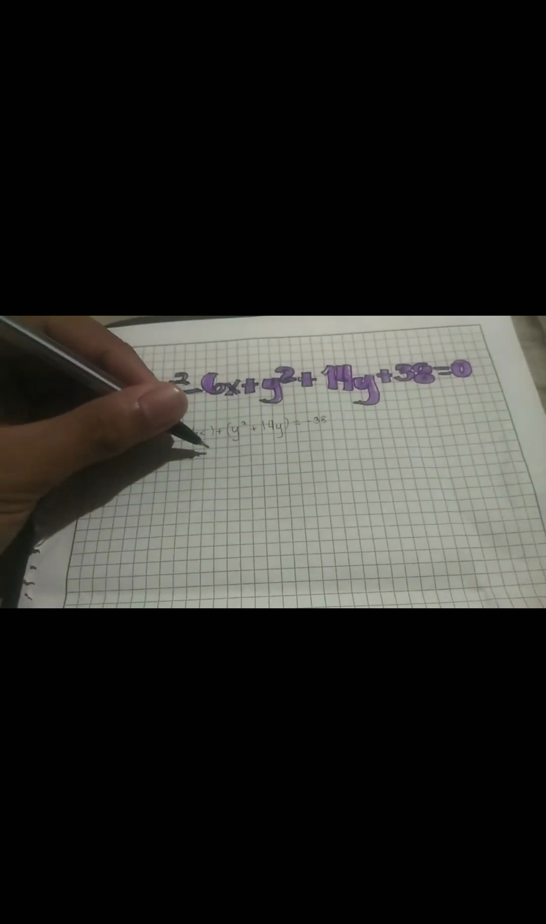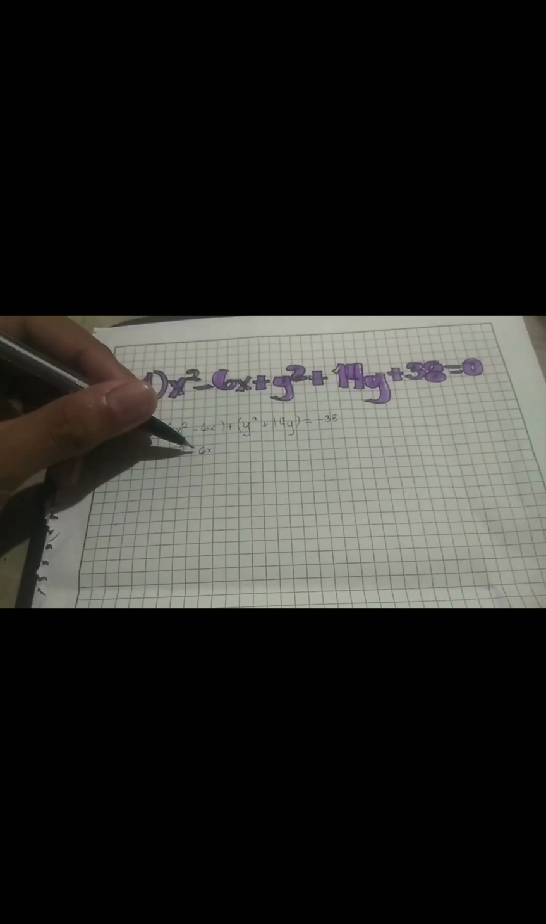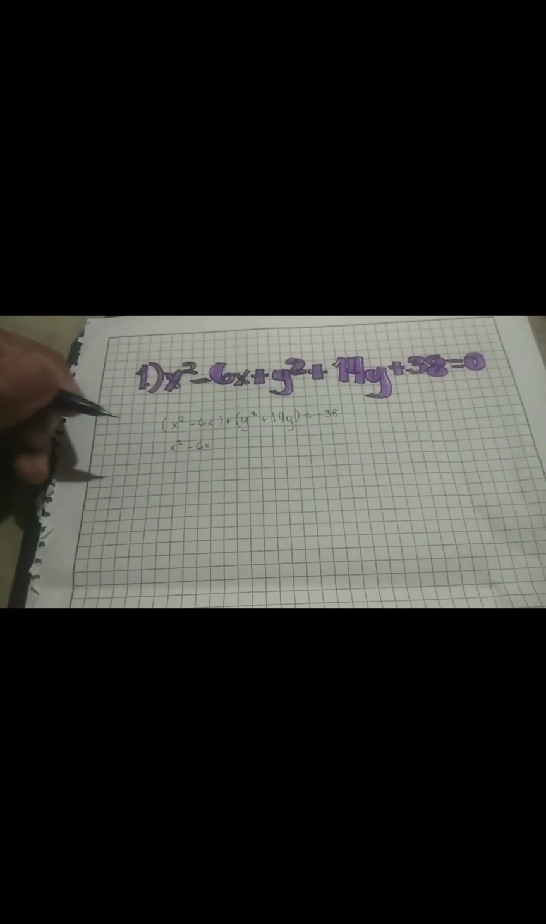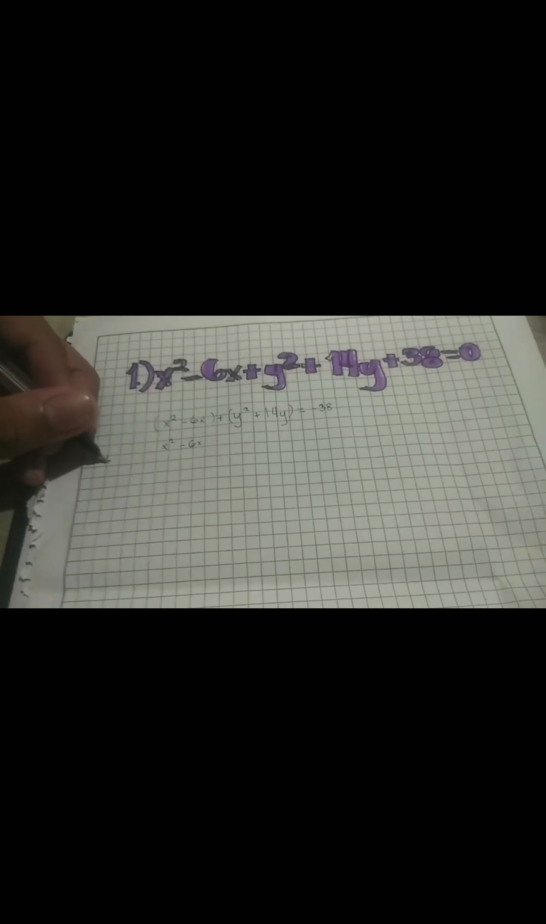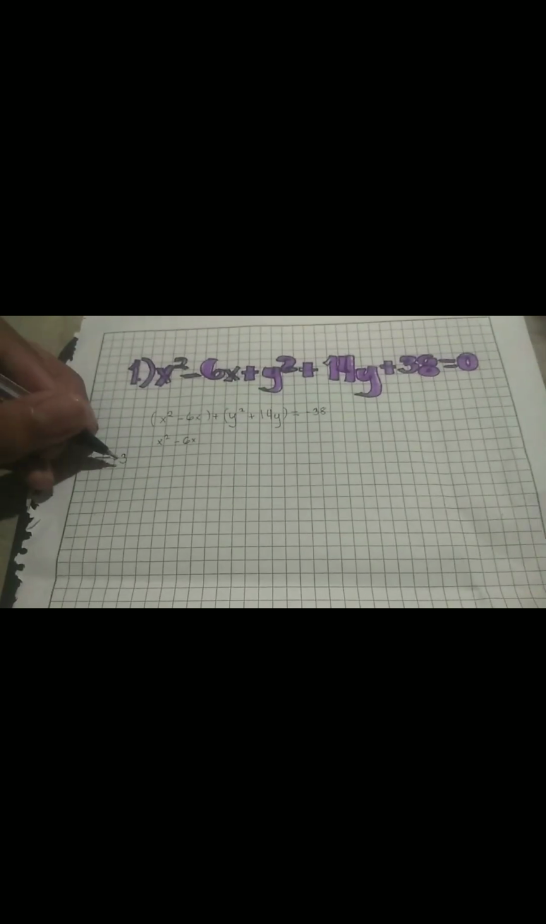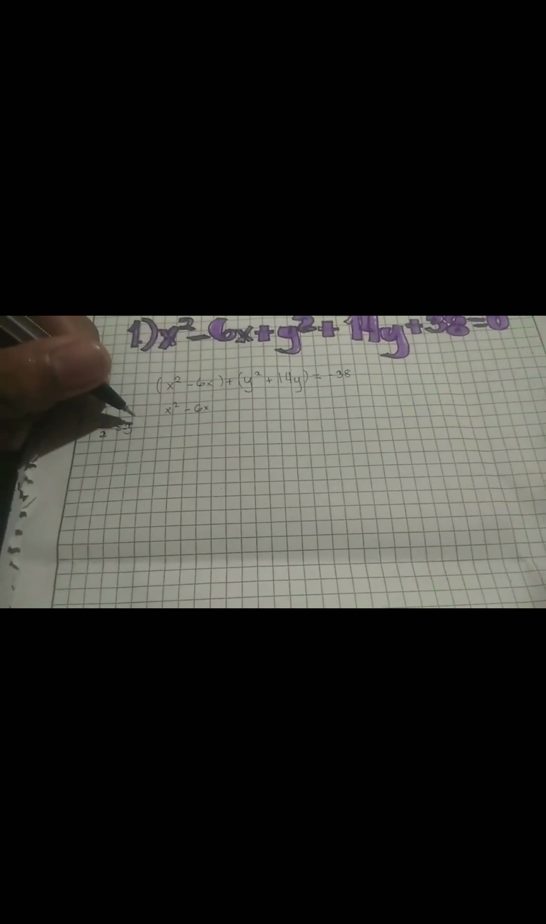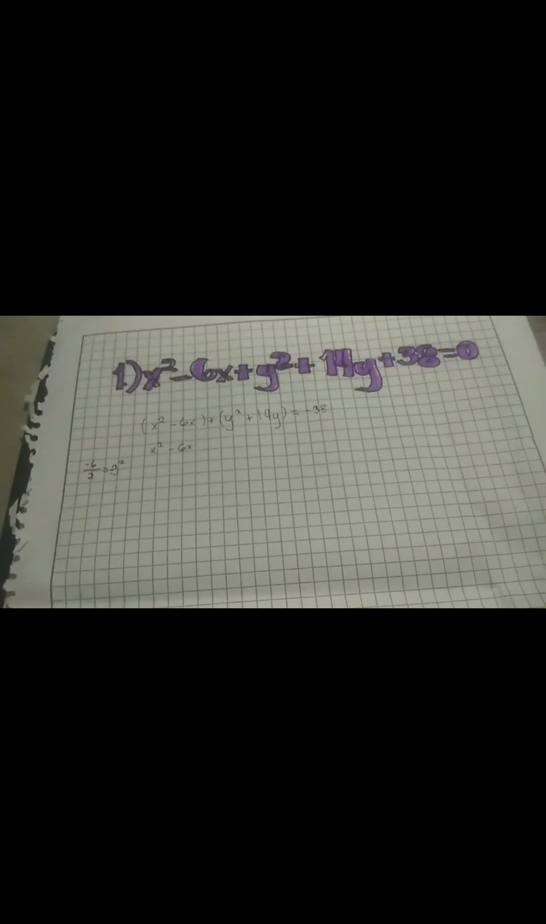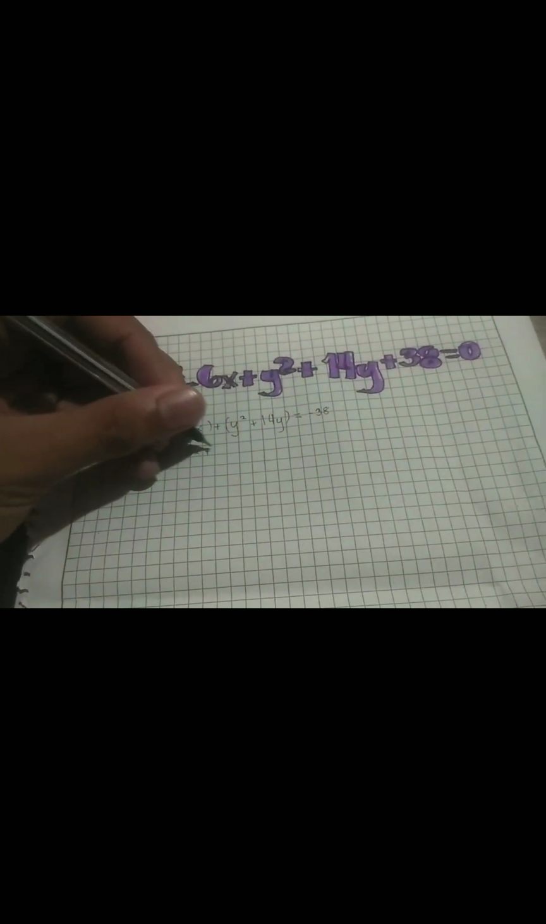So how do we make it a perfect square trinomial? We have to divide negative 6 by 2. Negative 6 divided by 2 is equal to negative 3. Now that we have the answer, we have to square it. Negative 3 squared is 9. Negative 6x plus 9. Now we have a perfect square trinomial.